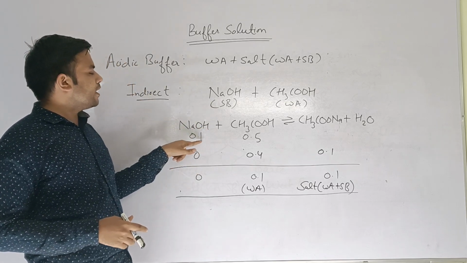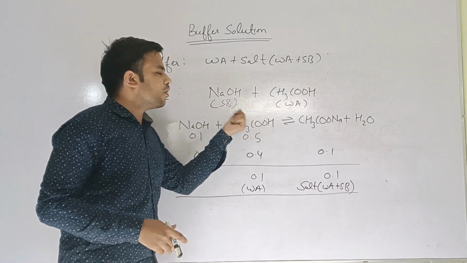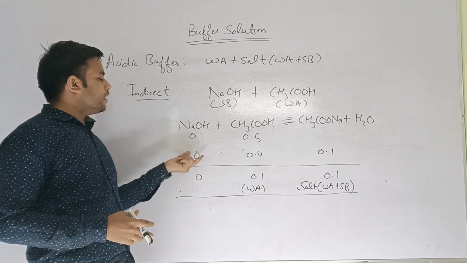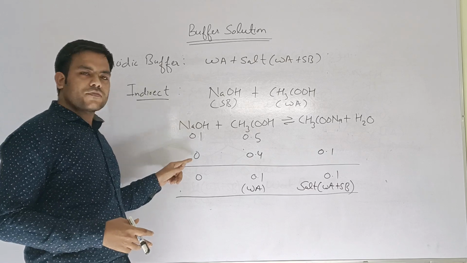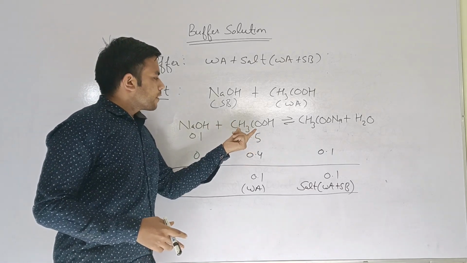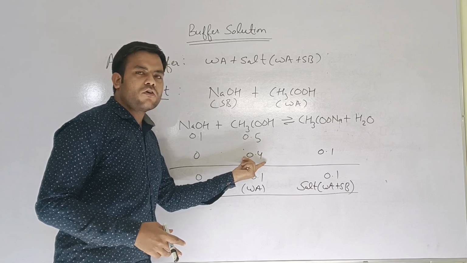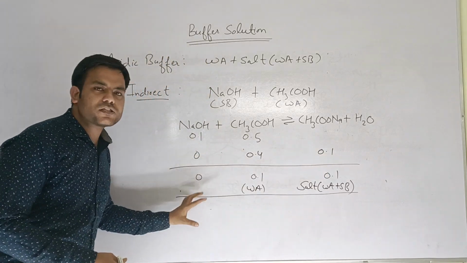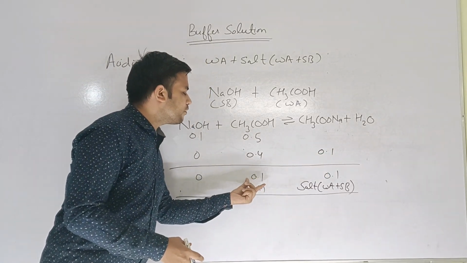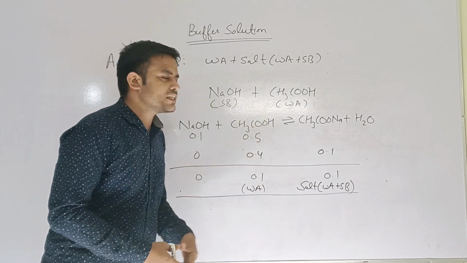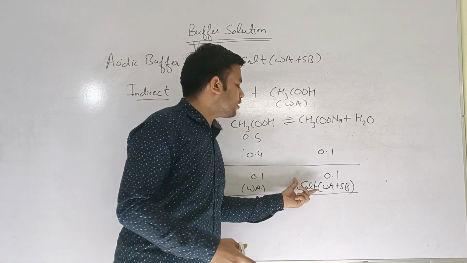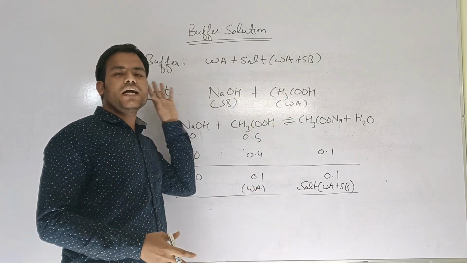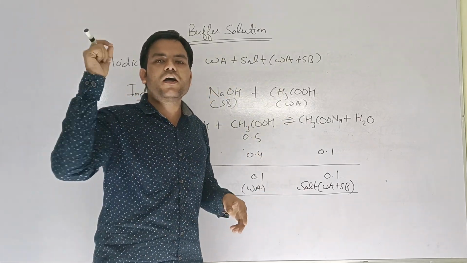Let us say we have 0.1 moles of NaOH and 0.5 moles of CH3COOH. So this is a strong base, so it will react completely, and after the reaction 0 moles of NaOH will be remaining, CH3COOH will be remaining 0.4 moles and CH3COONa 0.1 moles. So finally in the solution we will be having 0.4 moles of weak acid CH3COOH and 0.1 moles of salt of weak acid with strong base. So it can form the acidic buffer. This is the indirect method of preparation of acidic buffer. I hope it is clear to you.